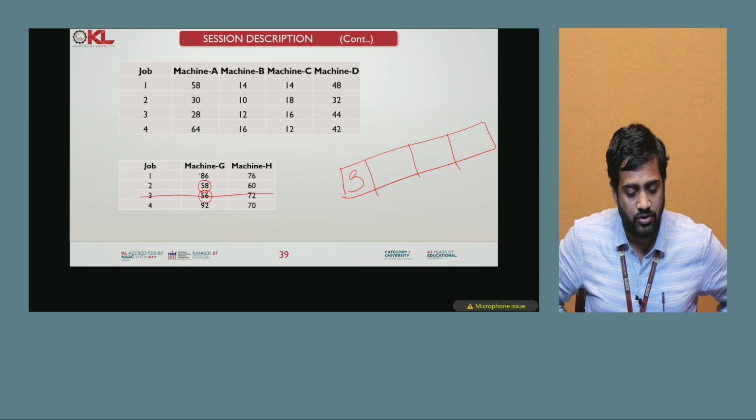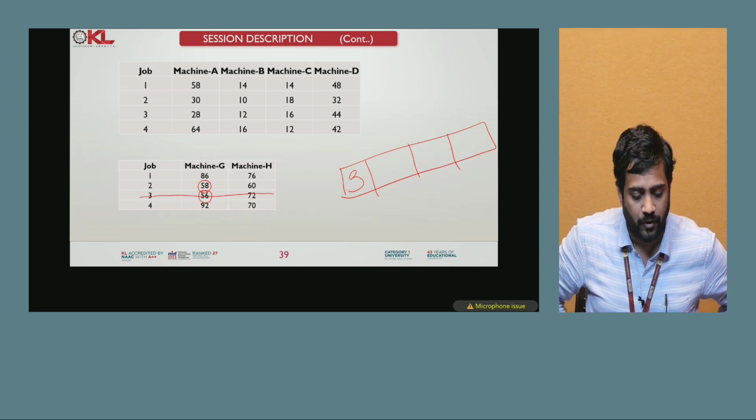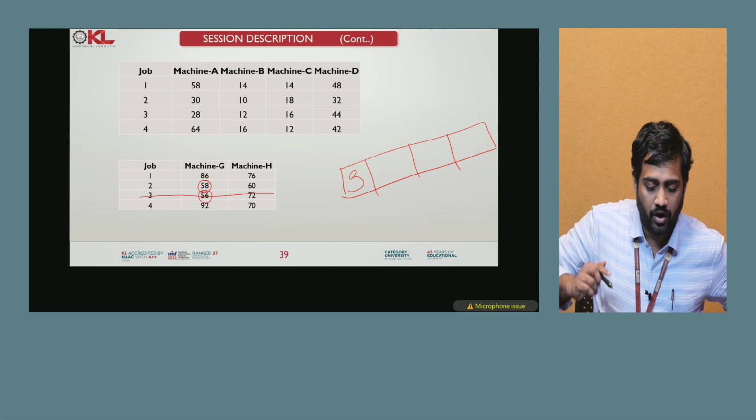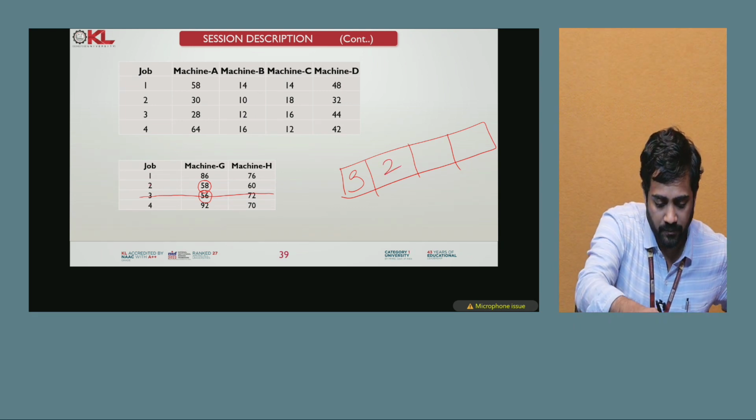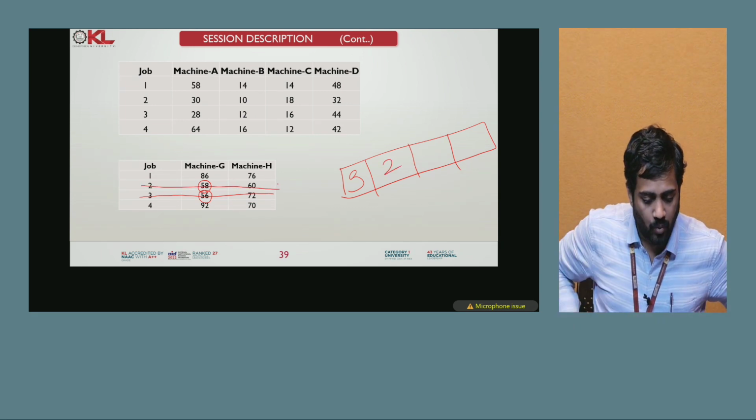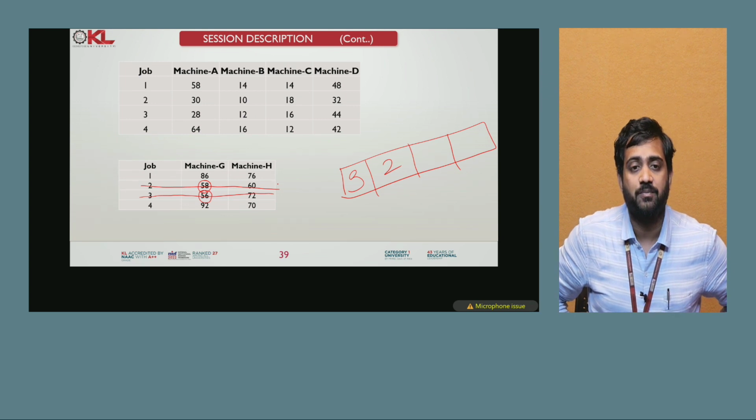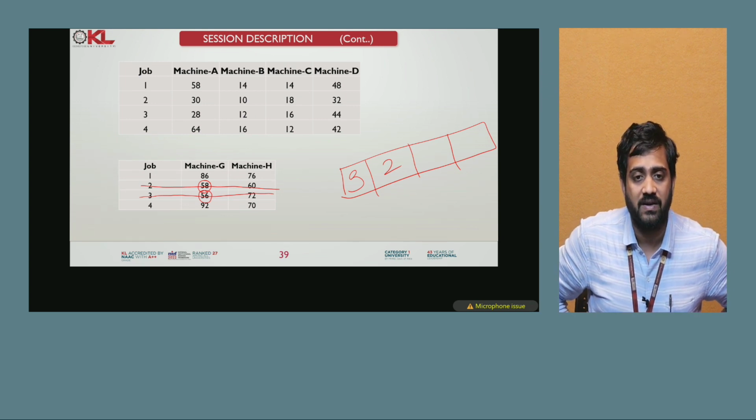58 also belongs to machine G, the first machine only. The corresponding job number is 2. Have to place 2 towards left only. Remove this. What is the next least processing time out of the 4 processing times available?